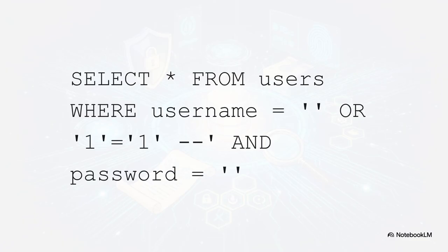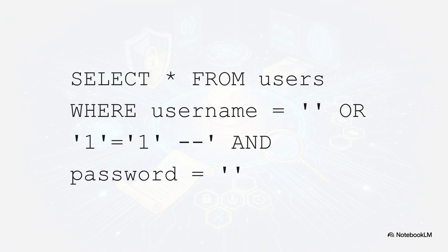Let's break this down. That phrase, OR 1 equals 1, creates a condition that is always true. 1 always equals 1, right? This completely bypasses the username check. Then, those two little dashes, double slash, they tell the database to just ignore everything that comes after it on that line. So the entire password check is just commented out. It never even runs.